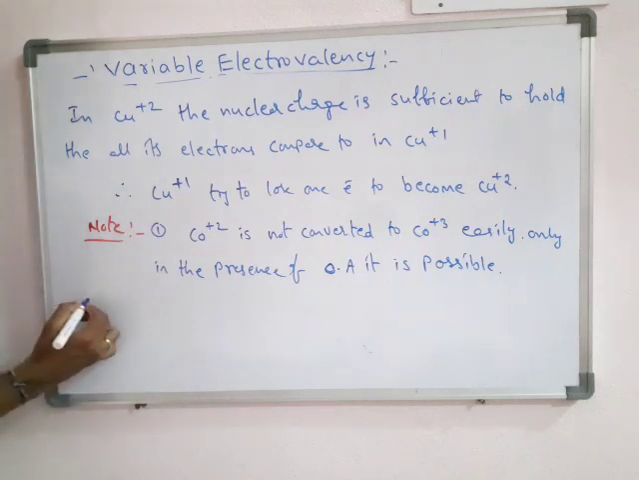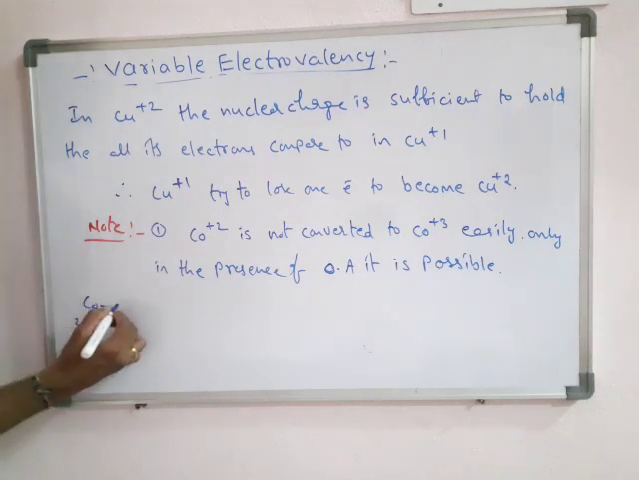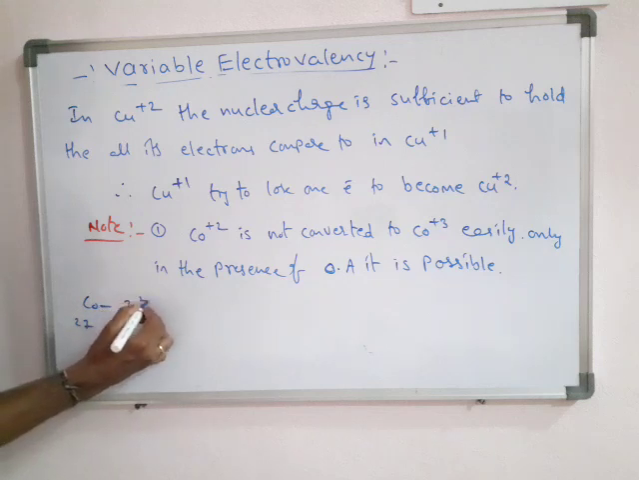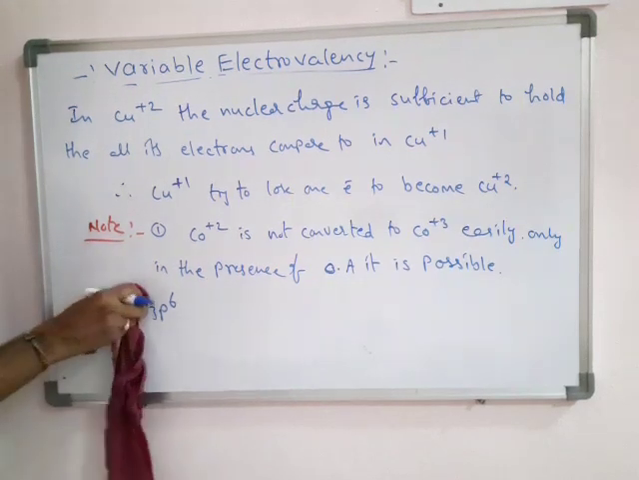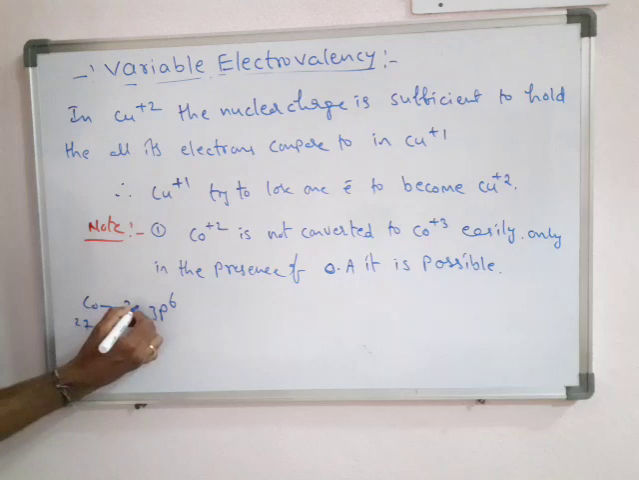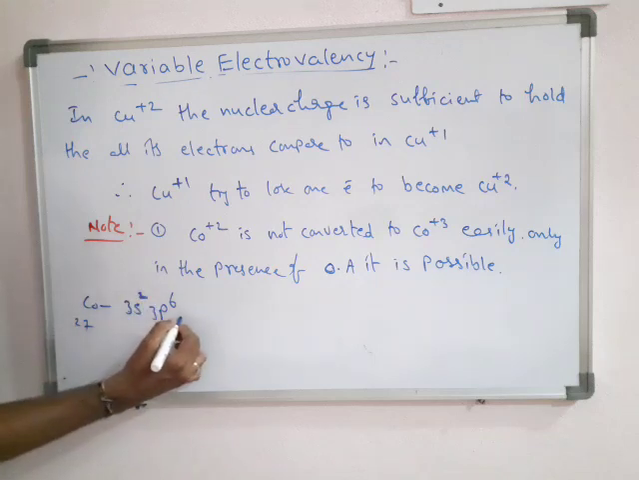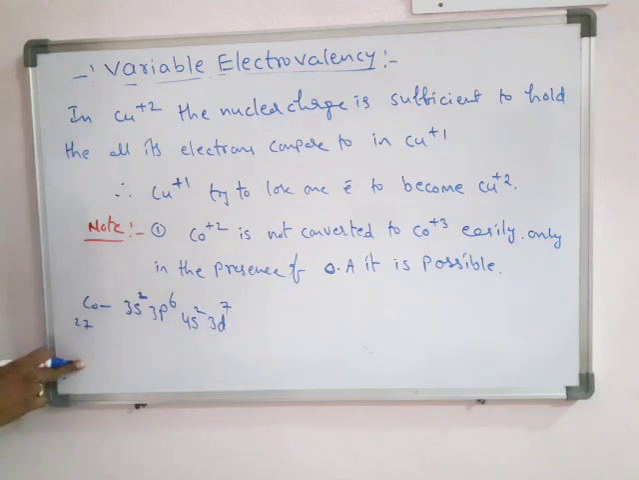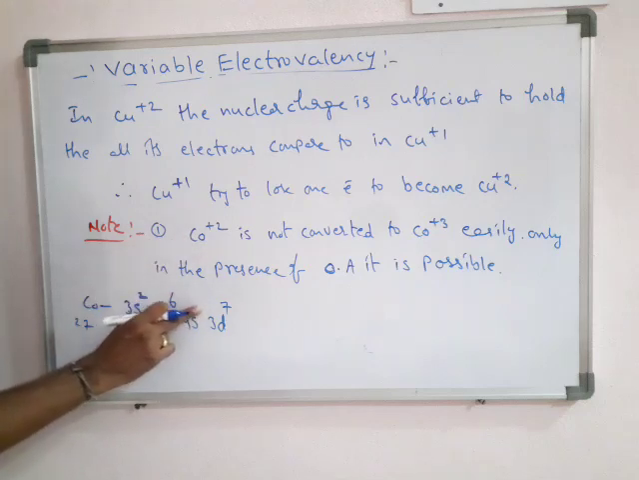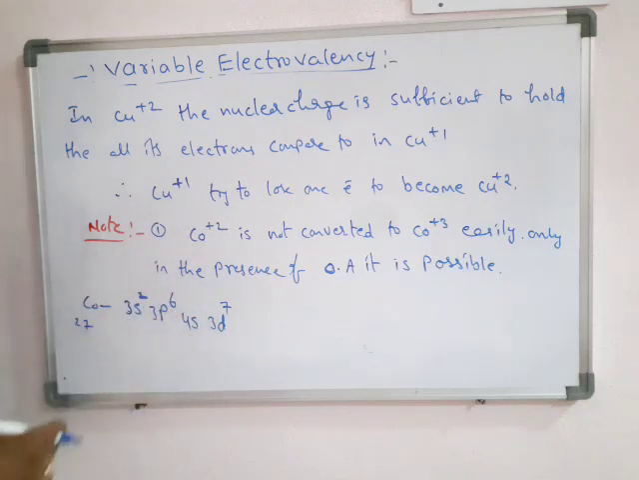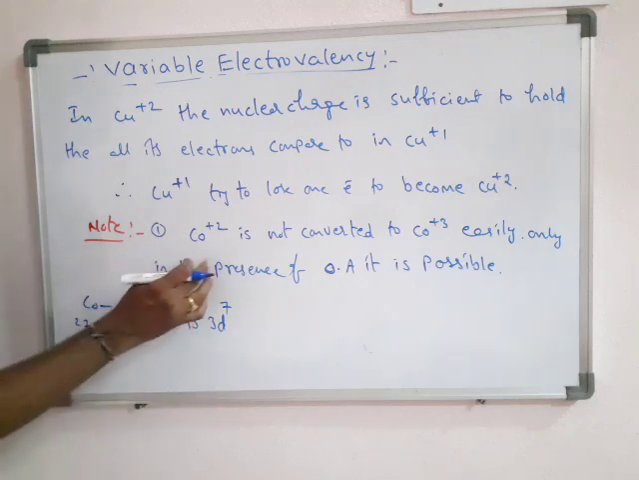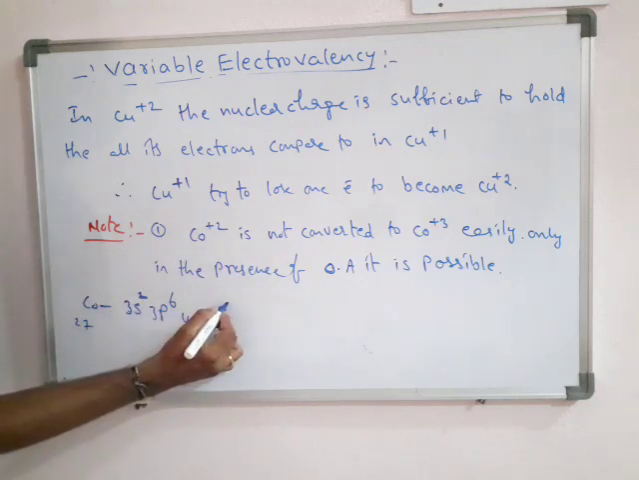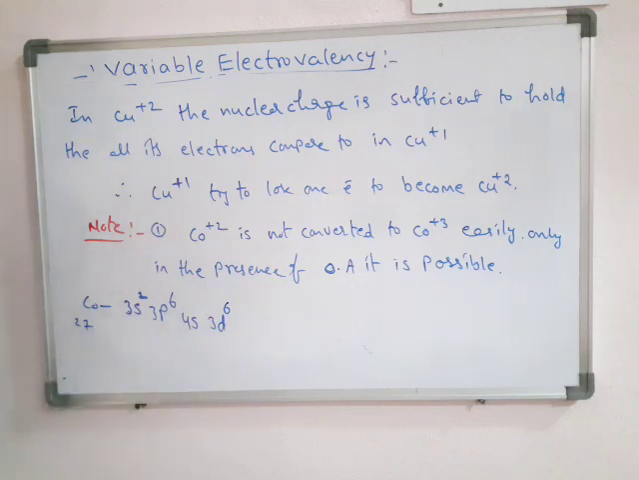The atomic number of cobalt is 27. The configuration is 3s2, 3p6, 4s2, 3d7. For cobalt plus 2 it becomes 3s2, 3p6, 3d7. At cobalt plus 3 it is 3d6. So here 3d6, in general, is explained as becoming more stable.